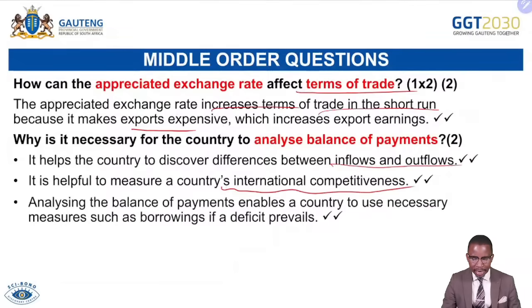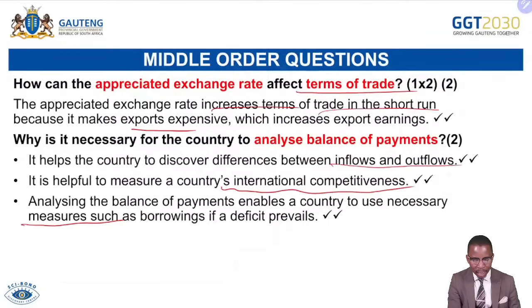Analyzing balance of payments enables the country to use necessary measures such as borrowings if there is a BOP deficit. Remember, a country can borrow from the IMF, which is known as the International Monetary Fund. If the country is a member of the IMF, it can borrow money so that it can finance its own BOP deficit. So analyzing helps the country to apply for funding or special drawing rights from the IMF so that it can finance its BOP and support exports so that there will be a reduced BOP deficit.